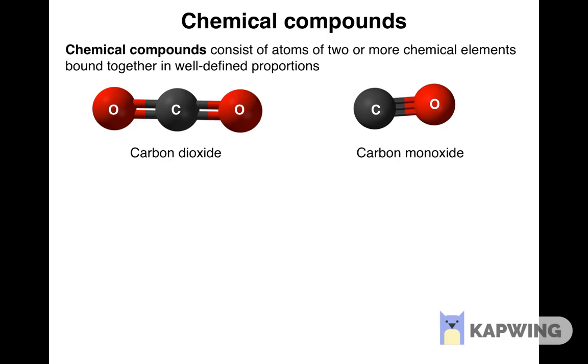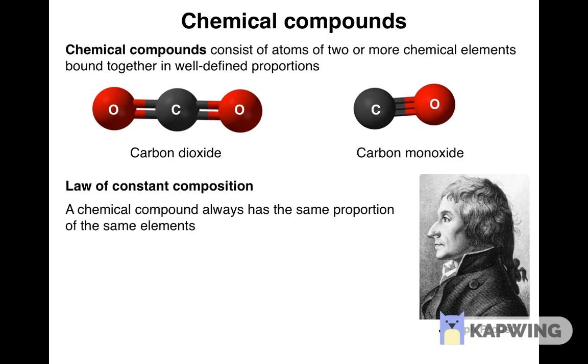The observation that a given chemical compound always has the same proportion of the same elements was first stated as a general law in 1794 by the French chemist Joseph Proust. It is known as the law of constant composition. Let's take a closer look at this law to better understand what it means.